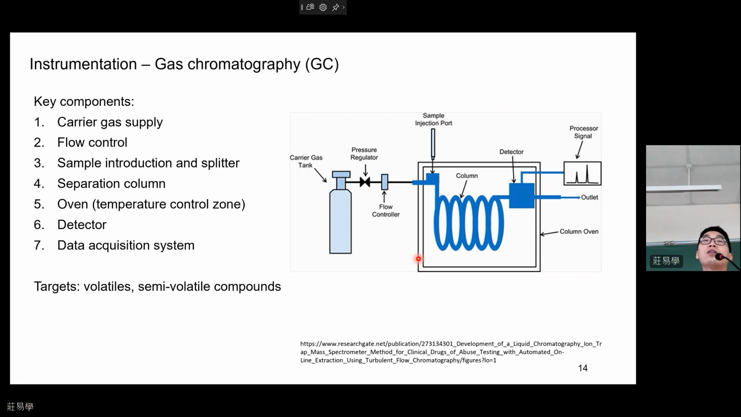Well, here comes my first question. Why do we need to have an oven to control the temperature of your column? What's the purpose of controlling the temperature of your column? And the second question is, how do we inject our sample? Those are two questions that I have for you guys.